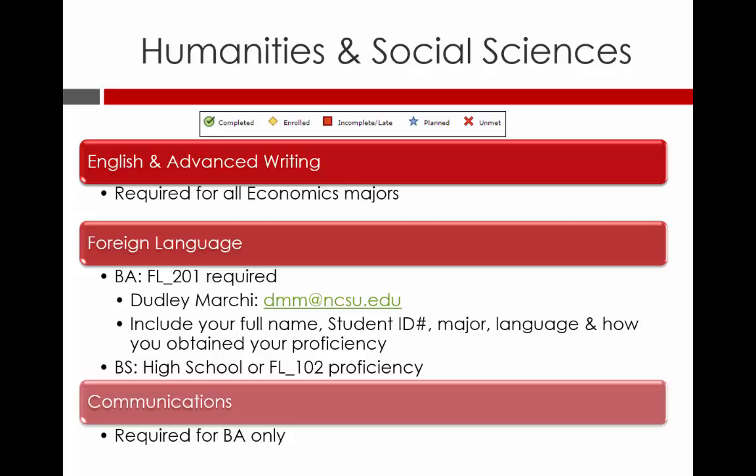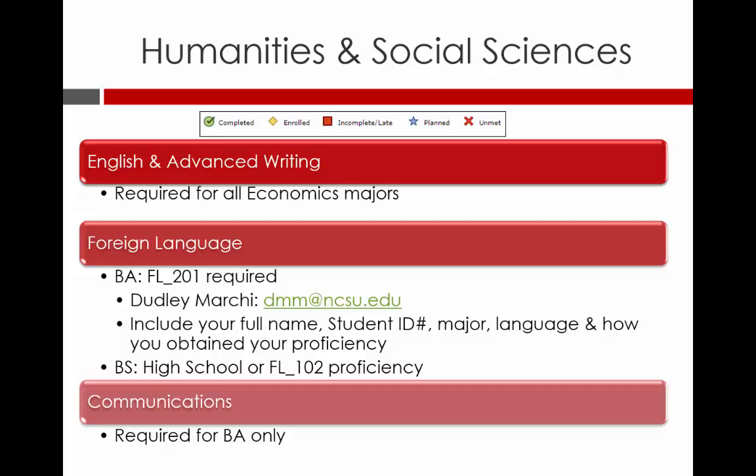For the BS in Economics, your high school proficiency will fulfill your language requirement. If you did not take a foreign language in high school or did not earn proficiency, the second level of foreign language, 102, is required. Contact your academic advisor if you have questions about this requirement.